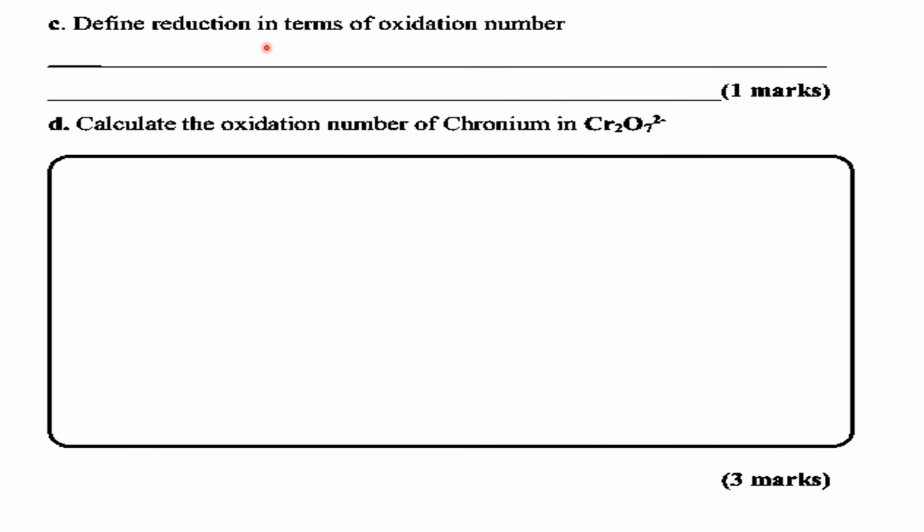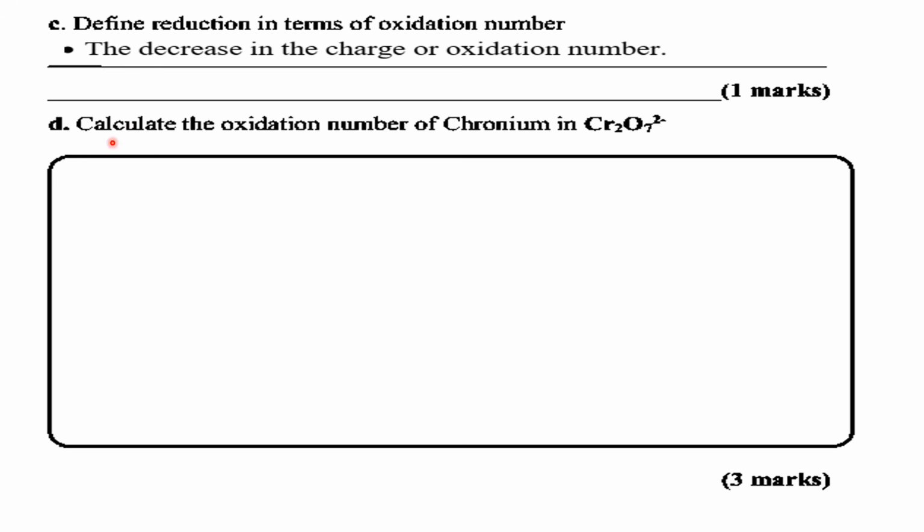Define reduction in terms of oxidation number. In terms of oxidation number, reduction is defined as the decrease in the charge or the decrease in the oxidation number of a substance. That's reduction. The opposite of reduction is oxidation, which is an increase in the charge or oxidation number.